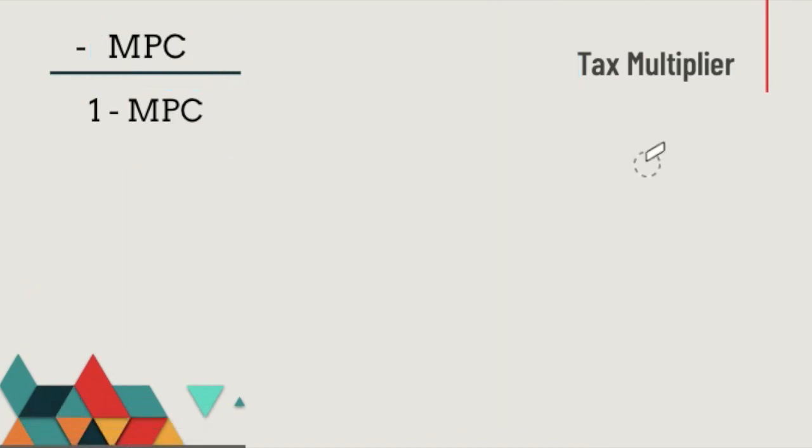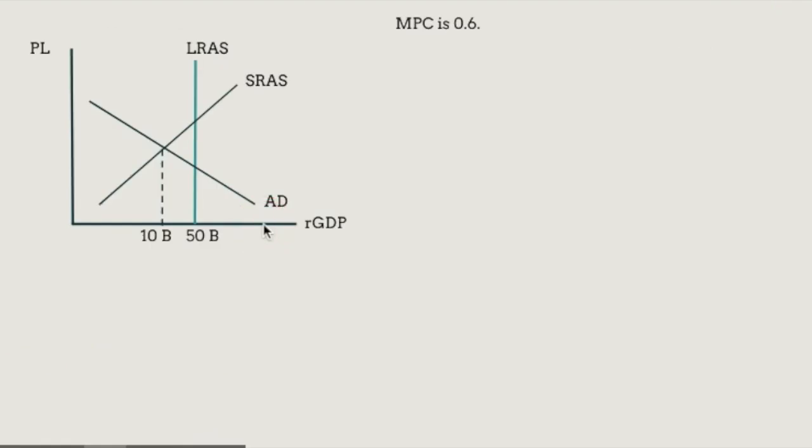The tax multiplier tells us the final increase in real GDP that will occur as the result of a change in taxes. That means that if the government decides to lower taxes by 100 billion, that's not going to mean the GDP is increasing by 100 billion. It's going to be multiplied by the tax multiplier, and that's going to be the final change in the GDP. Now let's do a question to better understand this effect.